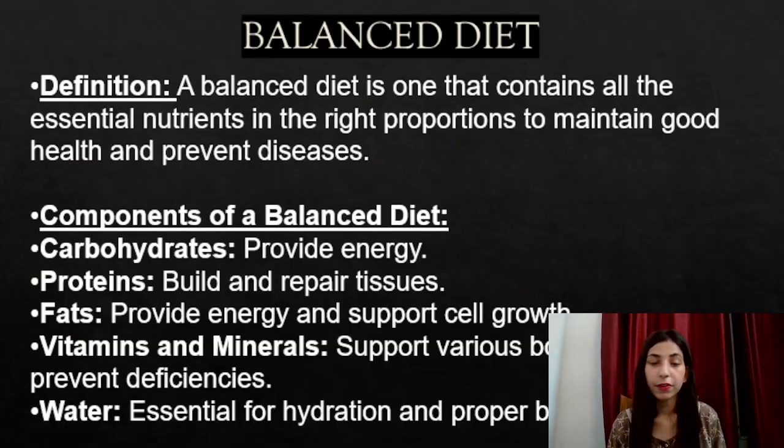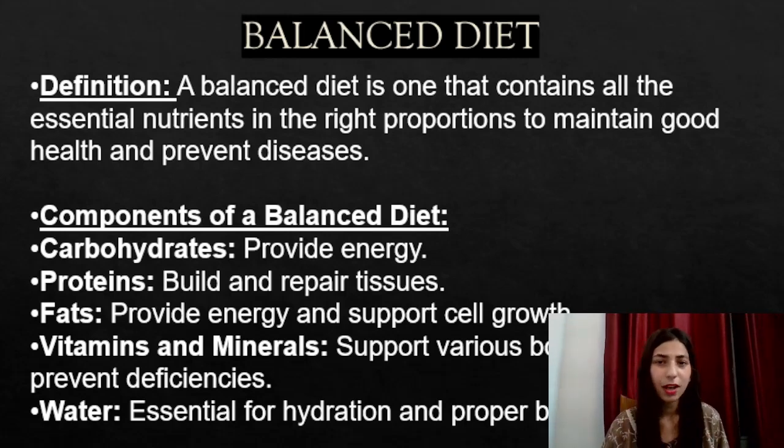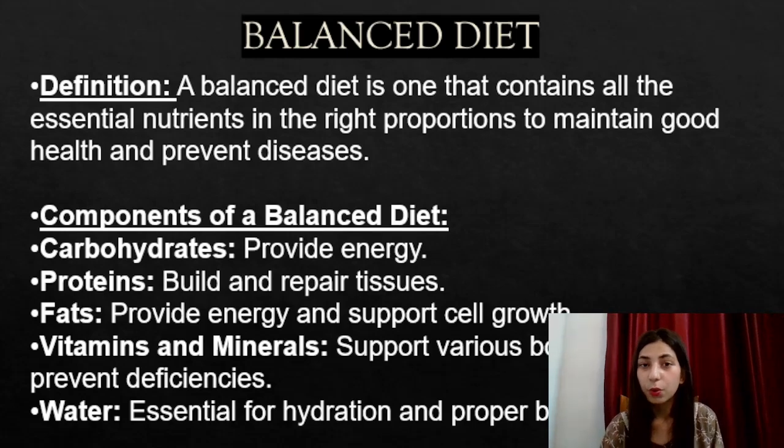Balanced diet, a very important definition. You need to know, just mark this definition. A balanced diet is one that contains all the essential nutrients in the right proportion to maintain good health and prevent diseases. Suppose you are taking a diet in which you're just having carbohydrates all the time. Do you think you're getting healthy? No, because you're not getting all the nutrients. For good health, you need all the nutrients. If you're just having carbohydrates, you're just getting energy.